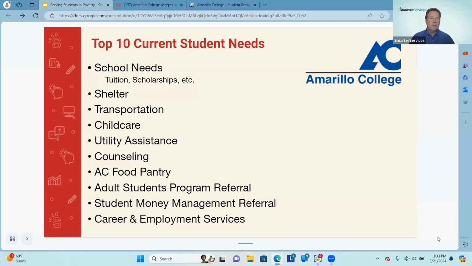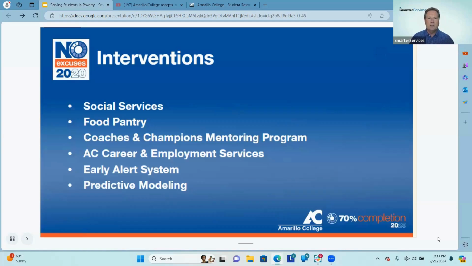So many students need transportation assistance, childcare, utilities, the food pantry that you saw there on the video. So many needs, and probably your students have very similar needs as well. So here are some slides that they provided from Amarillo College. What are their top 6 interventions that they're doing for these students? First of all is the social services.